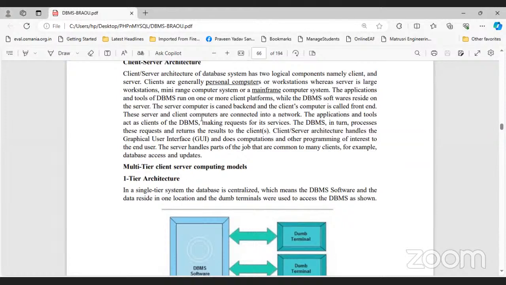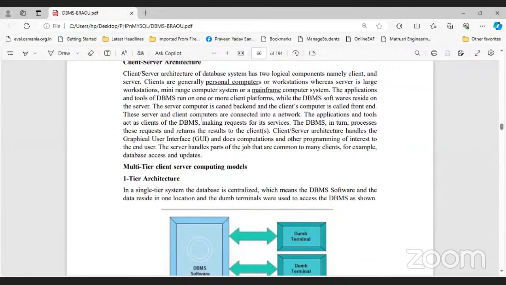This is called the client server architecture. Using a server, we are communicating with each other. We send the request to the server and we receive the response. The client sends the request to the server and the server gives the response to the client. That is the client server architecture. You are also a client, I am also a client. The server is this Zoom technology.